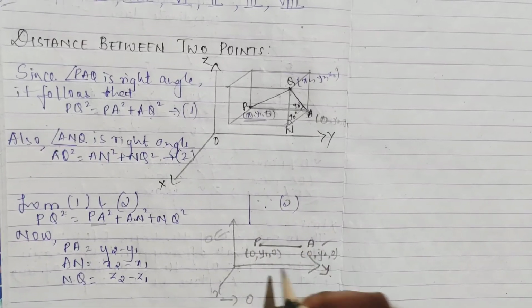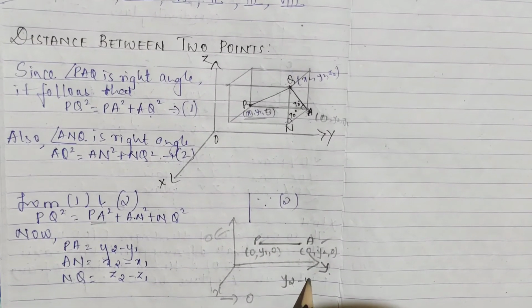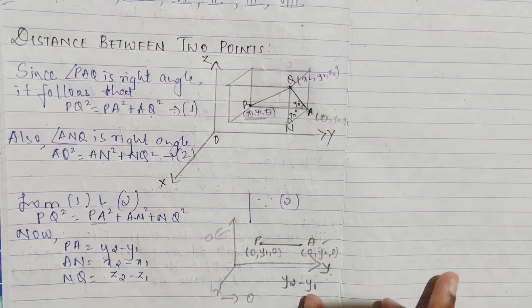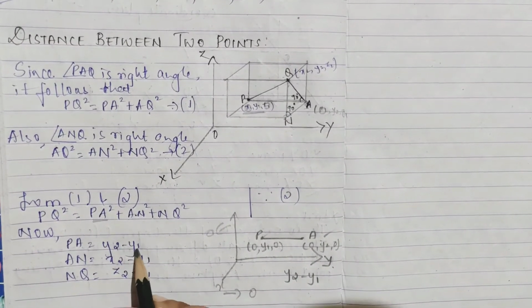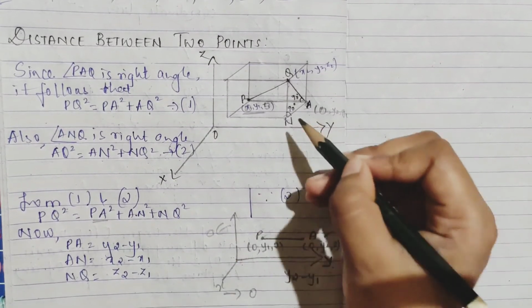So distance of this PA, what you will get? y2 minus y1. Distance we calculate like this only, right? y2 minus y1. So same I have written y2 minus y1. Understood? In the same way, AN.